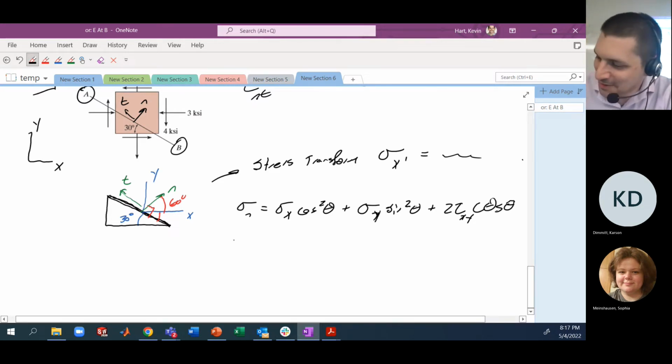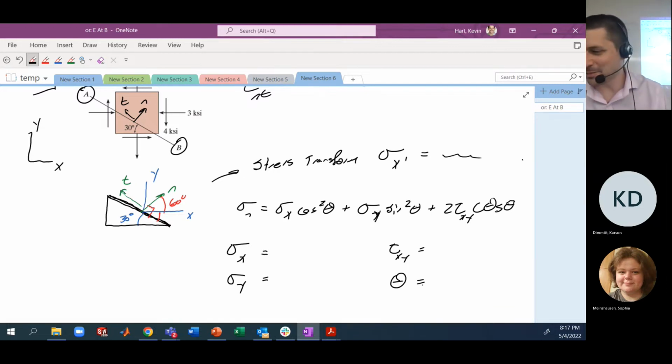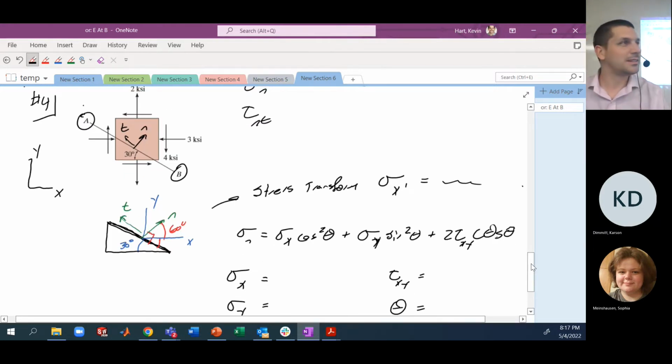So the last things that we have to take care of here are making sure that we get these guys right. Once you get those guys, do the equation. Sigma x, what do we got in this case? -3. Got to make sure you get it right here.